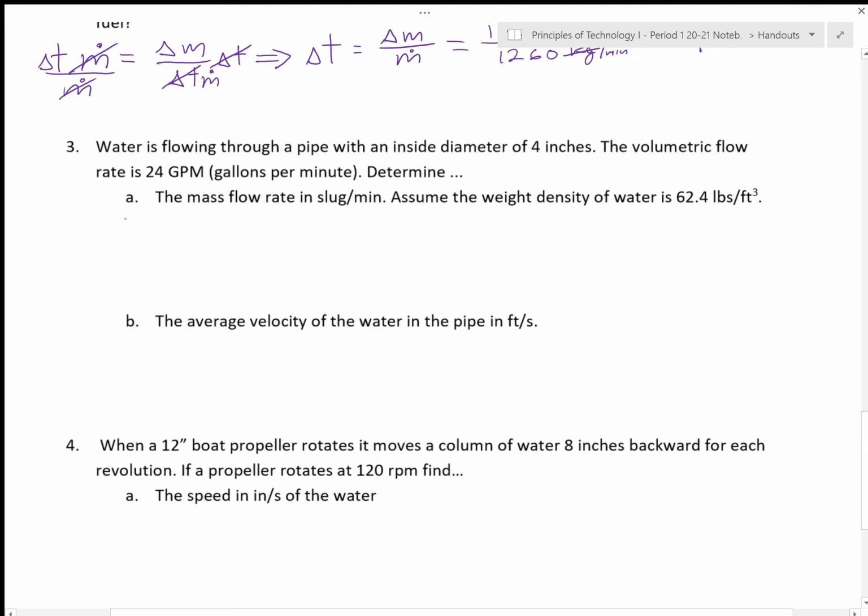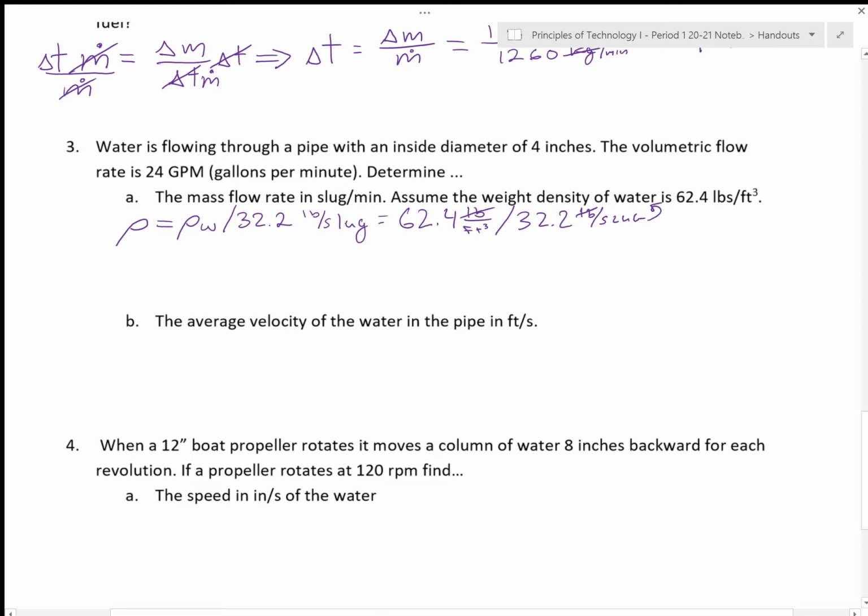So the first thing that we have to do is change the weight density of water to regular density. Density is going to be equal to the weight density divided by 32.2 pounds per slug. So we're going to have 62.4 pounds per cubic foot divided by 32.2 pounds per slug.